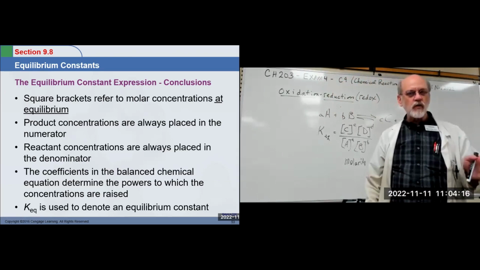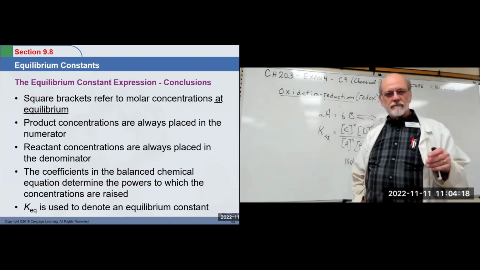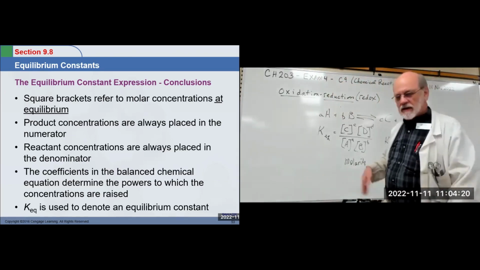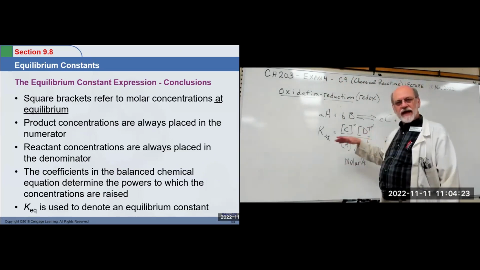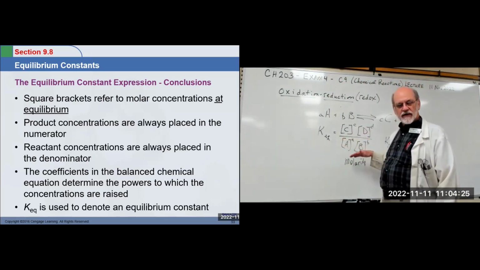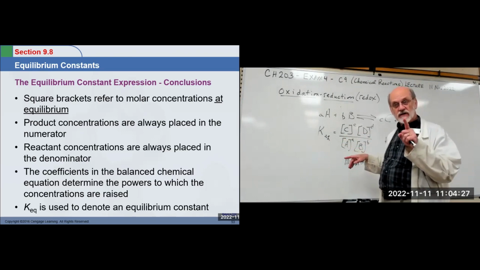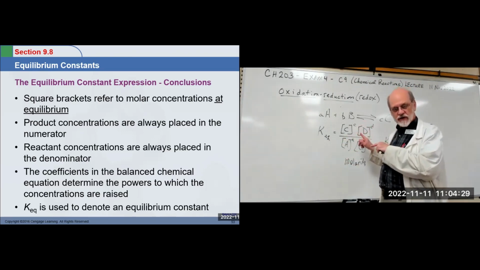Molar concentrations are square brackets. Products are always in the numerator, reactants are always in the denominator, and the coefficients of the balanced equation are powers of those concentrations.